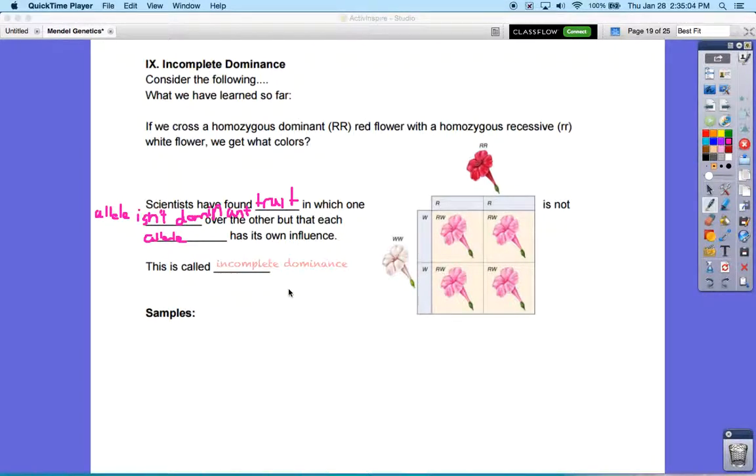Okay, so if you weren't here, which I know a lot of people weren't, and you just want to go over incomplete dominance again, here it is.